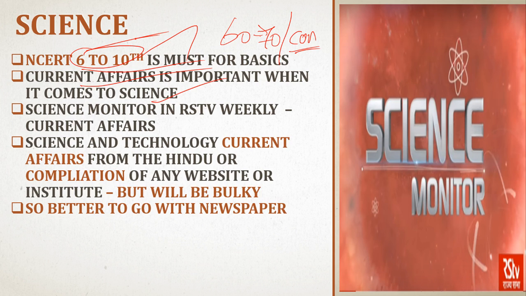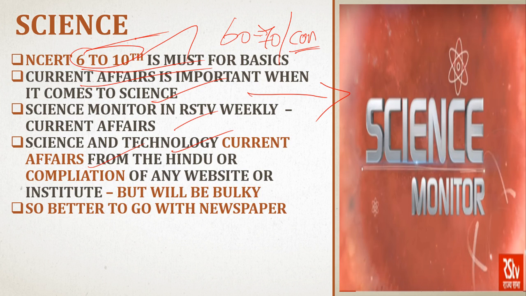And for this, you have a program called Science Monitor on Rajya Sabha TV. It's a weekly show. It's in English. So please go through that Science Monitor. It will bring in, say, 90% of the current affairs with respect to science. But however, the newspaper has a holistic dimension when compared to this program. So newspaper means the science and technology part of The Hindu, plus this Science Monitor is sufficient for current affairs.